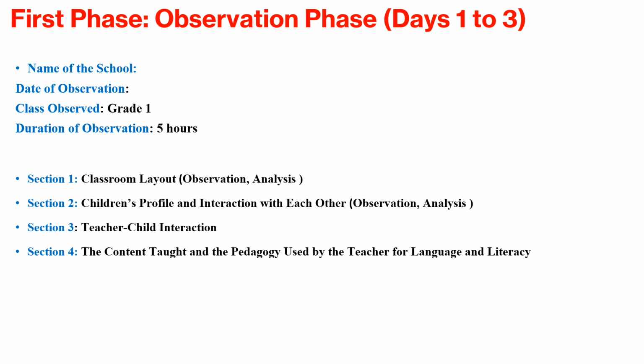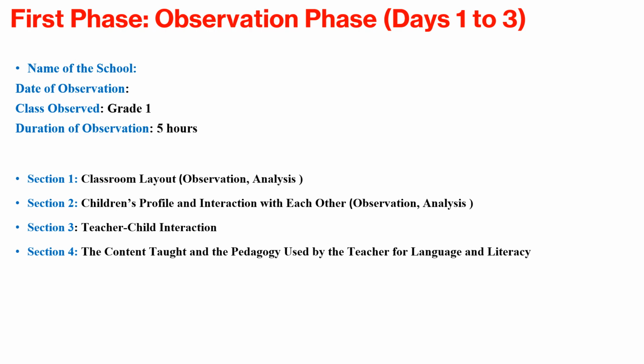Next is section 2, children's profile and interaction with each other. How the children are interacting with each other, whether they are asking doubts to the teacher while the teacher is teaching, or whether they are simply sitting quietly and doing their work, or whether it is an interactive class. So you have to observe everything. In each section you have to write the observation and analysis.